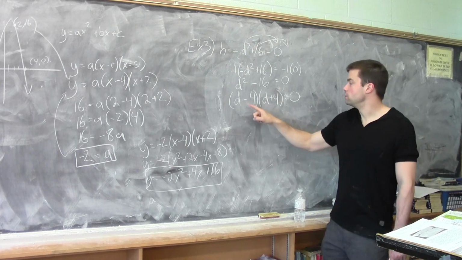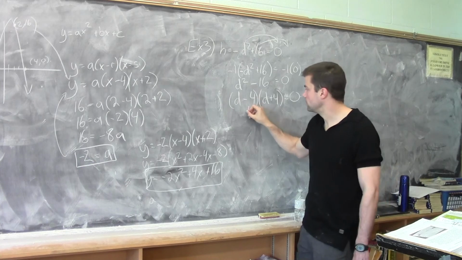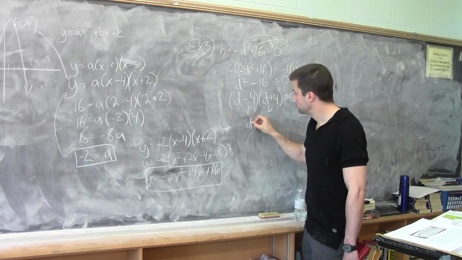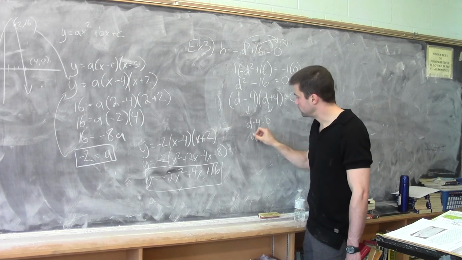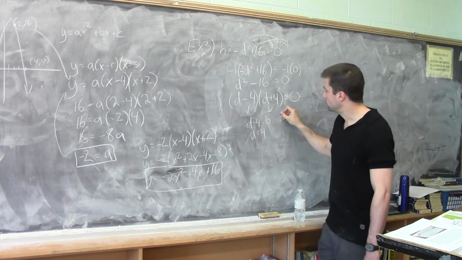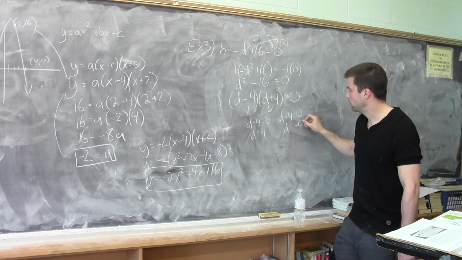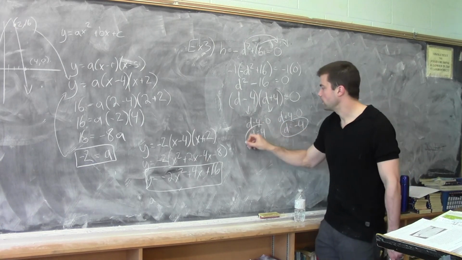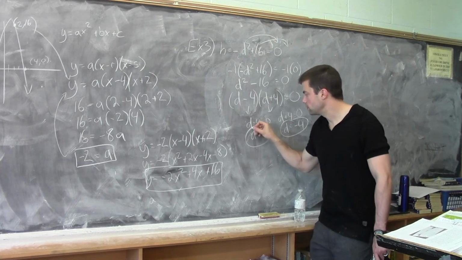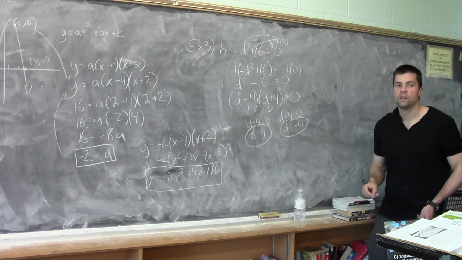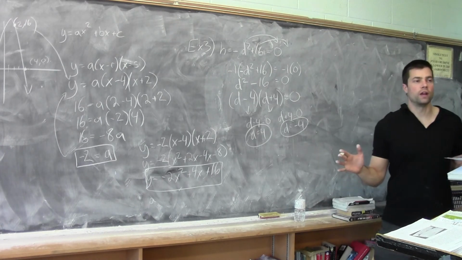Okay, now I have two binomials that are equal to 0. I set each one individually equal to 0. So d minus 4 is equal to 0, d is equal to 4, and d plus 4 is equal to 0, d is equal to negative 4. So I have my two distances, my two horizontal distances. So the total width of my archway now is going to be what?